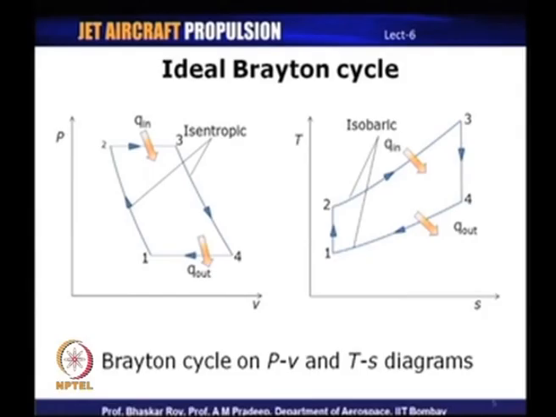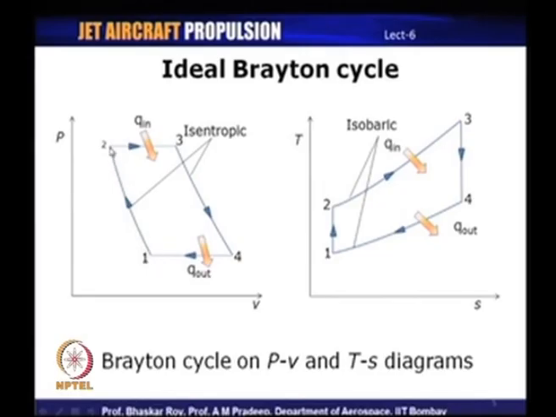So, let us take a look at the PV diagram first. Here we have a process which starts at state 1. The first process is isentropic compression process. Because it is a compression process, there is a decrease in the specific volume. You can see that at the end of this process, the specific volume is lower than what it was at state 1, and there is an increase in its pressure at state 2. So, there is a tremendous increase in its pressure between states 1 and 2.